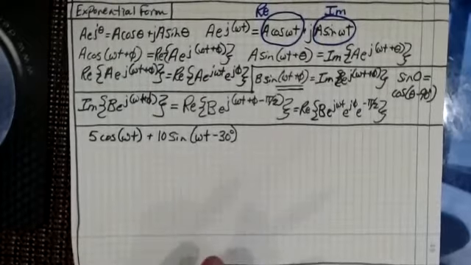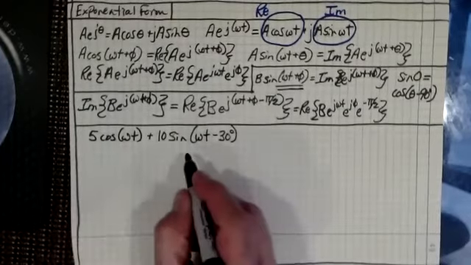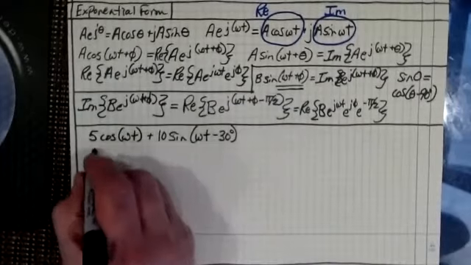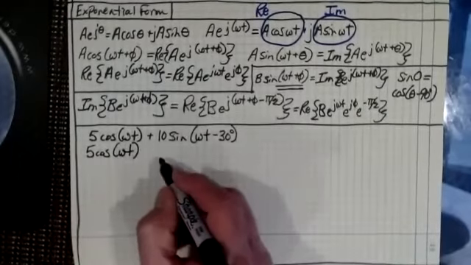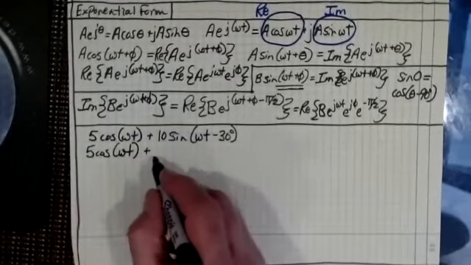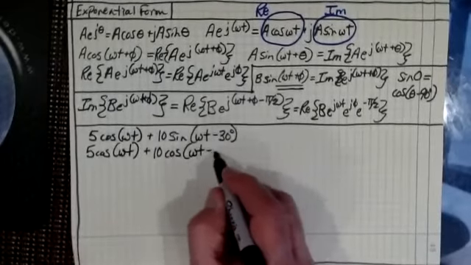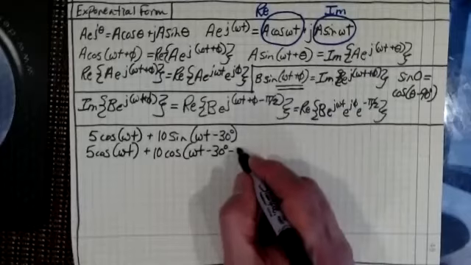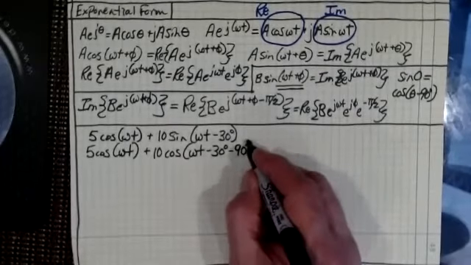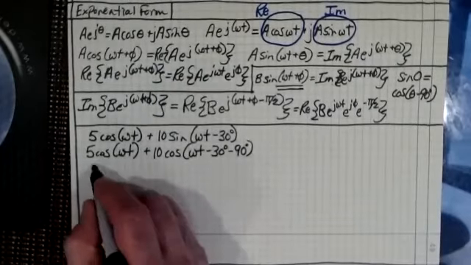And I like to use real. It's probably a preference. There's probably some fantasy people out there that like to live in imaginary land, but I like to live in real land. So what I'm doing is I'm going to say that this is going to remain 5 cosine omega t. But I'm going to change this one into 10 times the cosine of omega t minus 30 degrees, but minus pi over 2, which is going to be 90 degrees, right? So I've added that in there, and I've done that so that I can do this.